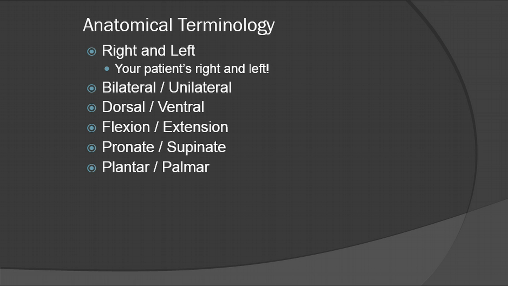Bilateral, unilateral, those are on both sides or on one side. So bilateral is both, unilateral is one. Dorsal or ventral, back or front. So dorsal is another way of saying back, and ventral is another way of saying front. Flexion, extension, pretty obvious what that is. And then pronate, supinate, we just talked about those words. And plantar and palmar, obviously plantar is on the bottom of your foot and palmar is on your palms.